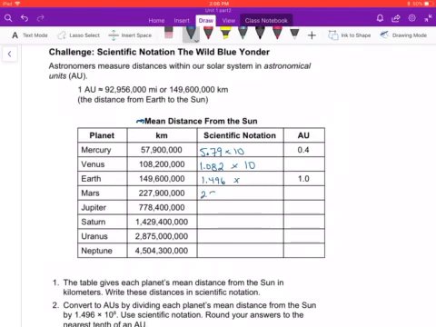1.496, 2.279, 7.784, 1.4294, 2.875. Notice there can be as many digits as you want in that lead factor as long as it's between 1 and 10. Now I have to figure out the power.